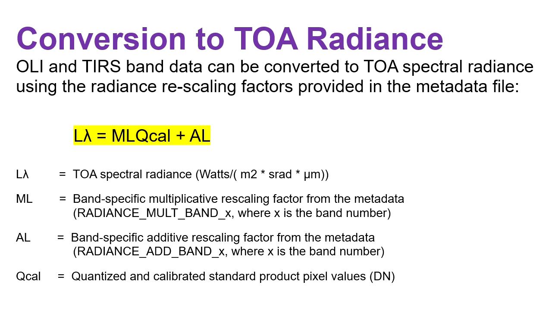So where will we get this multiplying and additive factor? When we download the data from the internet, we get a metadata file. We will open that metadata file and take the band specific multiplying and additive factors.